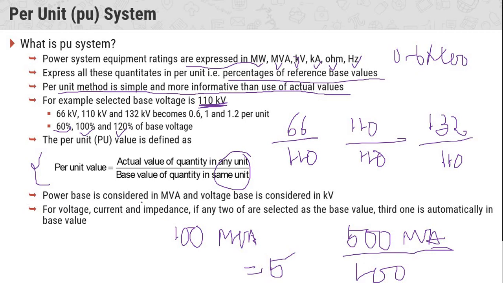Power base is considered in MVA. MVA means power. Power base is always considered in MVA, and voltage base is considered in kV. For voltage, current and impedance, if any two are selected as base values, the third one is automatically determined as a base value.